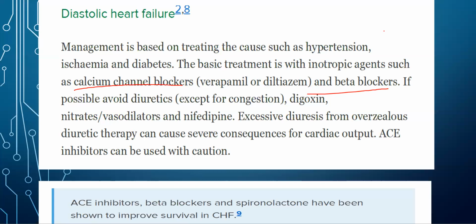Right now, the heart is not filling in. You should help the heart to fill in, but on the contrary, if you are using diuretics, diuretics will excrete or reduce blood volume. So your heart will not get enough blood to fill in. So that's why avoid diuretics, avoid digoxin for the same reason. Vasodilators, nitrates, all are the same reason. Vasodilators cause peripheral pooling of the blood. So again, the heart will not get enough blood to fill in.